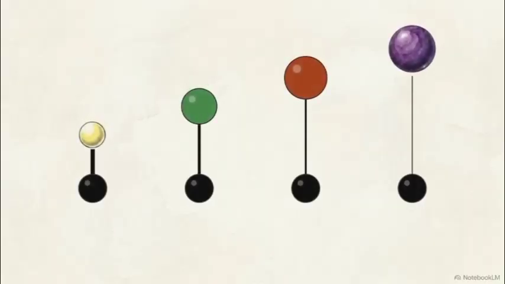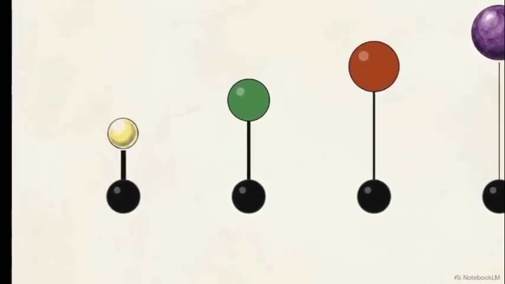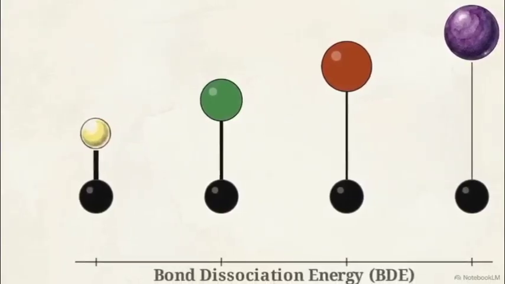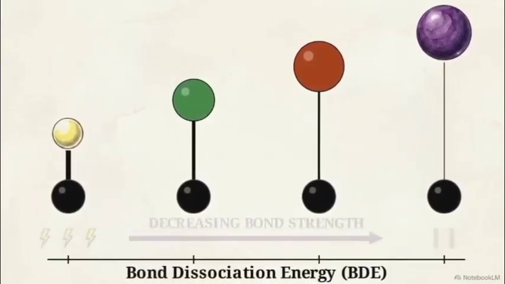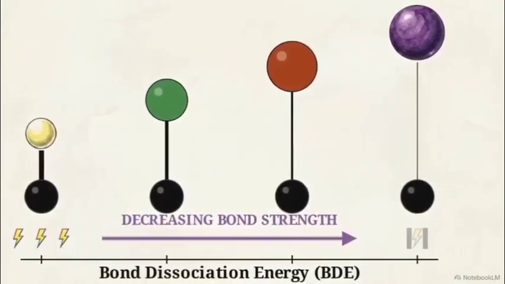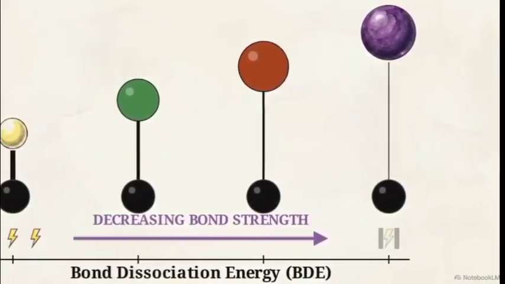This diagram compares the four primary halogens: fluorine, chlorine, bromine, and iodine. Fluorine is compact, iodine is massive. As the atomic radius increases, the bond length stretches. A longer bond is weaker. Thus, bond dissociation energy decreases, moving from fluorine down to iodine.